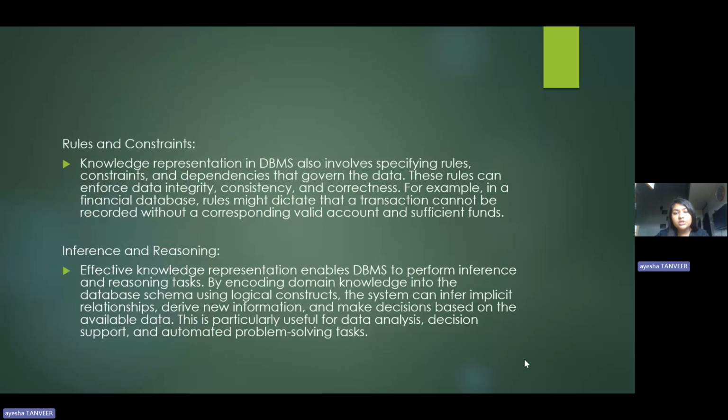Inference and reasoning. Effective knowledge representation enables DBMS to perform inference and reasoning tasks. By encoding domain knowledge into the database schema using logical constraints, the system can infer implicit relationships, derive new information, and make decisions based on the available data. This is particularly useful for data analysis, decision support, and automated problem solving tasks.